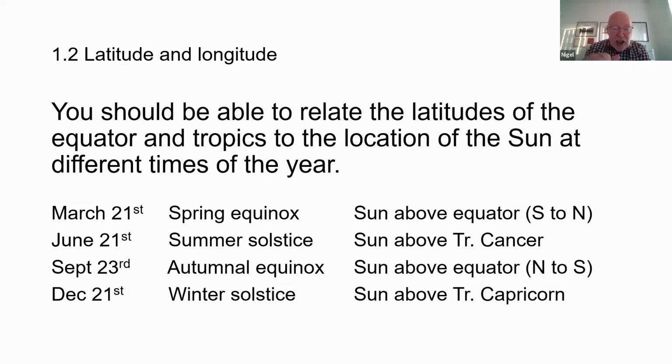We could put another column in here, the latitude on Earth of the sun. So for the spring equinox, we'd have 0 degrees, summer solstice, we'd have plus 23.5 degrees, and so on.